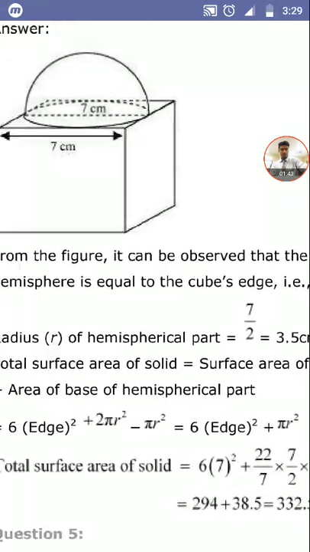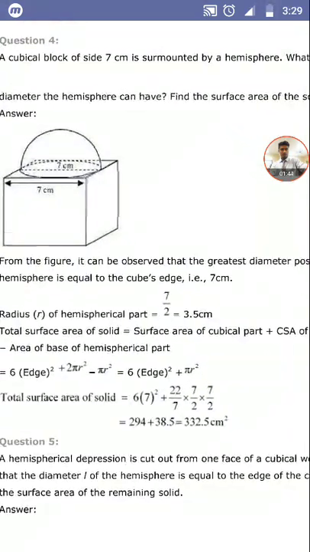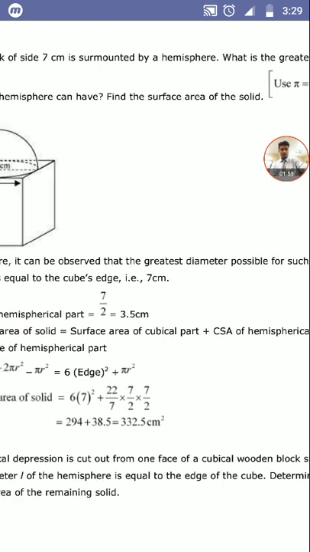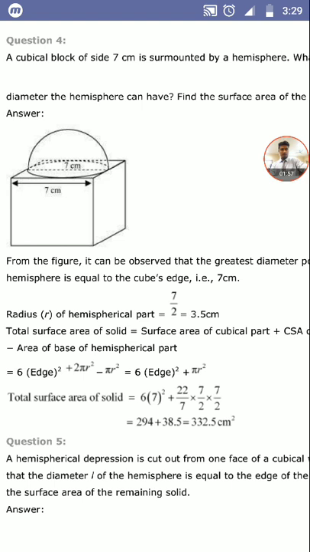Now question number 4. Out here a cubical block, on top of that it's surmounted. It means that on top of that there is a hemisphere. Okay, surmounted means it's on top of. Okay, what is the greatest diameter of the sphere you can have? The greatest diameter of the sphere will always be the edge of the box, the cubical box. So greatest, you have to write its diameter is 7 and radius is 3.5.